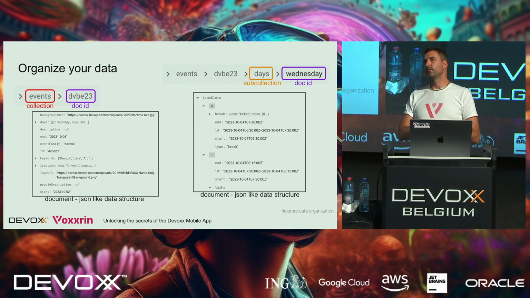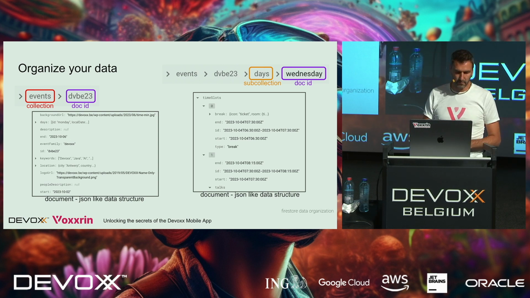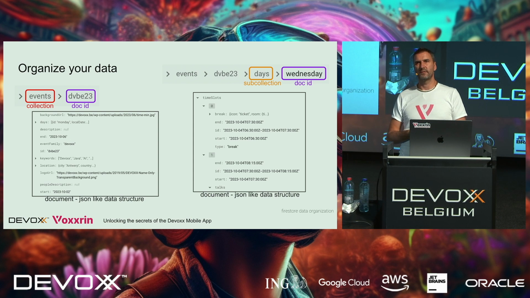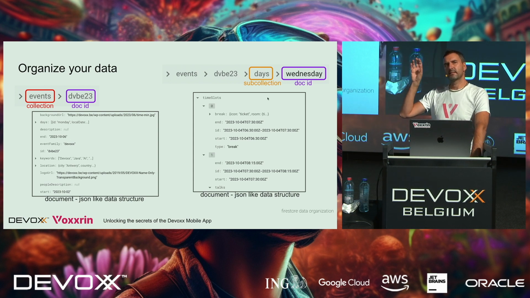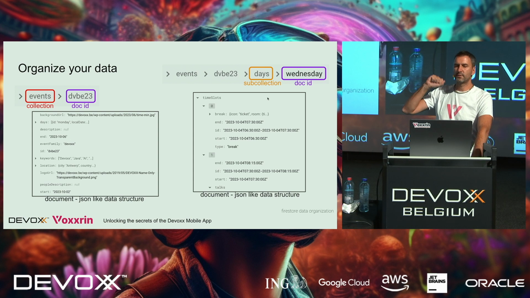If you know other document-oriented databases, it is very usual to have collections to organize your documents. So here we have a collection called events. In this events collection, we've got a document ID here, DVBE23. This is a document which describes the conference Devoxx Belgium 2023, where we have some basic information about the conference. And then we can organize Firestore using sub-collections.